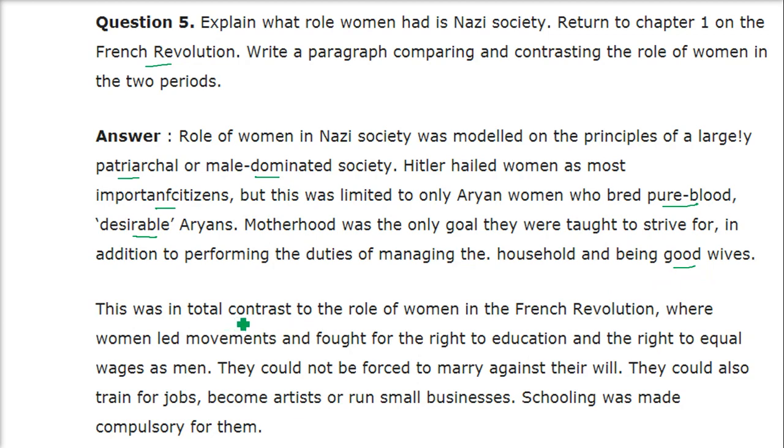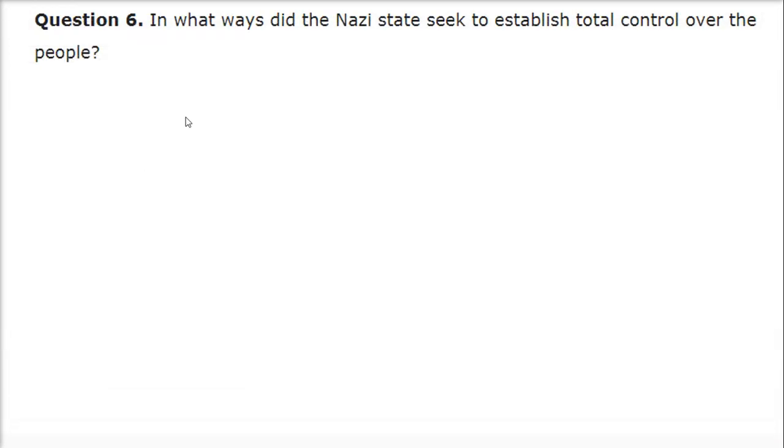This was in total contrast to the role of women in the French Revolution, where women actually led the movement. They fought for the right to education, and the right to equal wages as men were getting. They could not be forced to marry against their will. They could also train for jobs, become artists, and run small businesses. Elementary schooling was made compulsory for them.